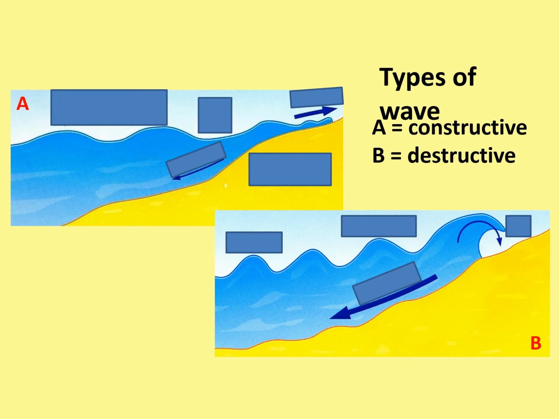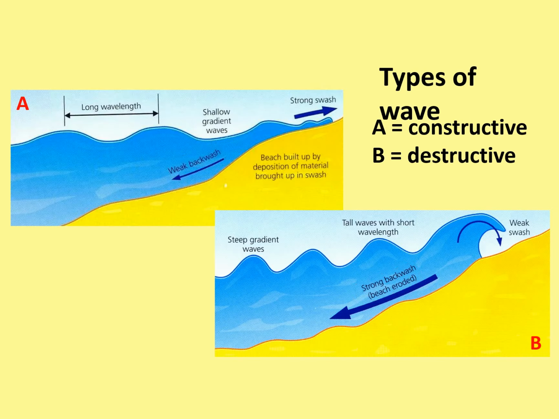Can you recognise the different types of waves here and what is going on in each one? So A is your constructive wave, so longer wavelengths, strong swash, and then a weak backwash, so allowing the build up of beach material. Whereas B is a destructive wave, so taller and steeper waves with a shorter wavelength with a weaker swash but a very strong backwash which erodes the beach and brings the material back down, resulting in a steeper beach.